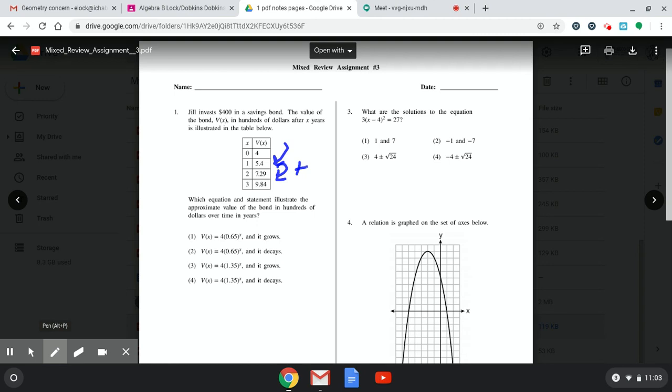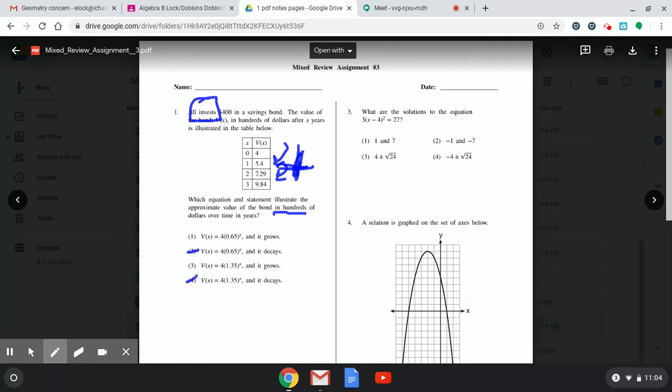So which equation and statement illustrates the approximate value of the bond in hundreds of dollars over time? So there's going to be 2 answers we're going to eliminate, because if we're going to invest money, which is the key word at the top of the question, we want the money to grow. So seeing that the money is going up every time, I'll get the hang of this writing thing in a second. We're going to eliminate choices 2 and 4. We don't want it to go down.